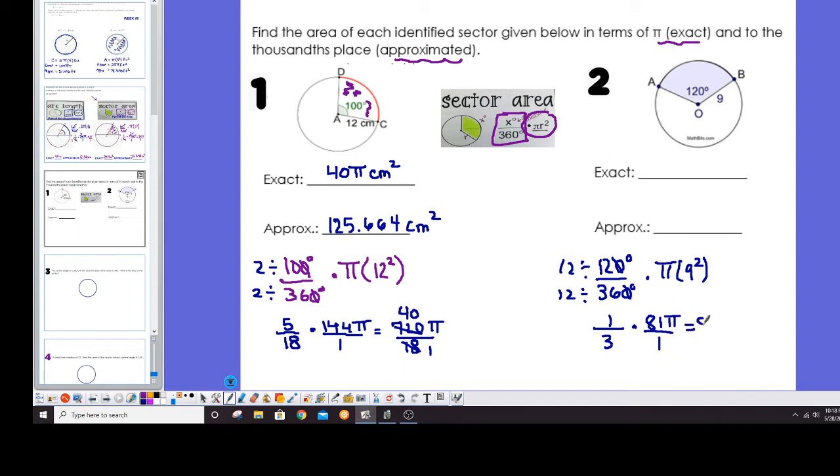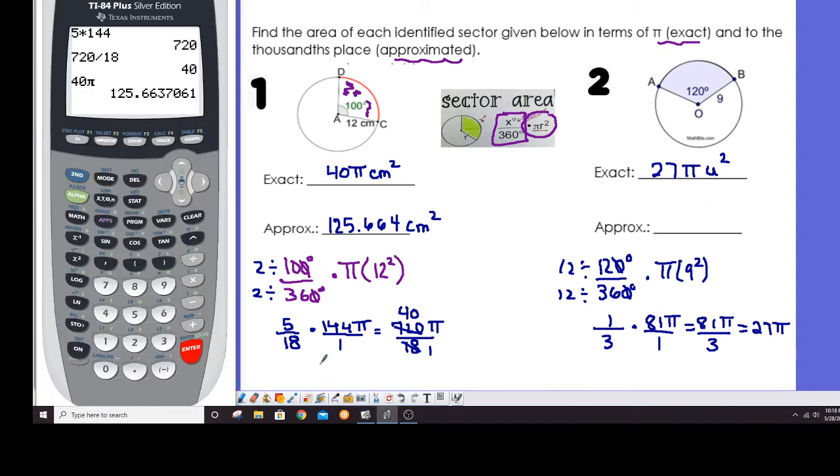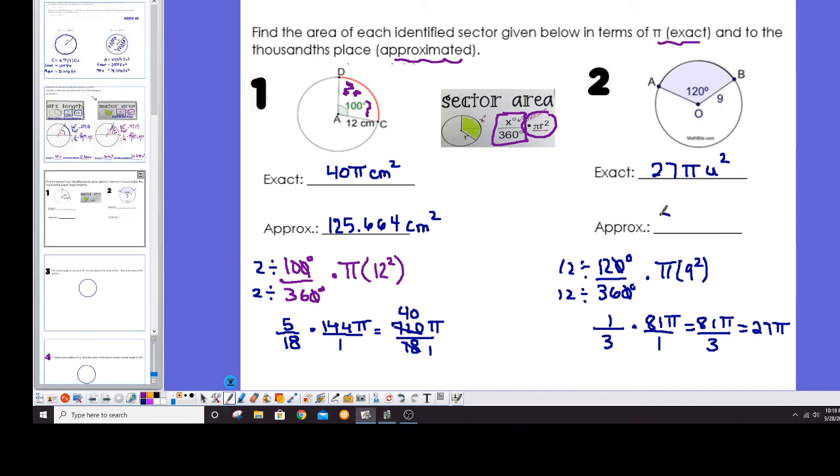So multiplying straight across, we got 81 pi over 3, and 81 divided by 3 is 27. So 27 pi is my exact. And I don't have any units here, so I'm going to use units squared. And then my approximate would be 27 times pi, 84.823 units squared. All right, so those are the basic problems.